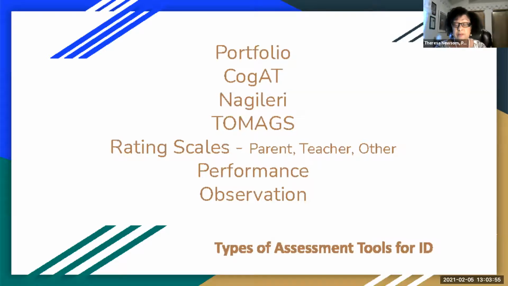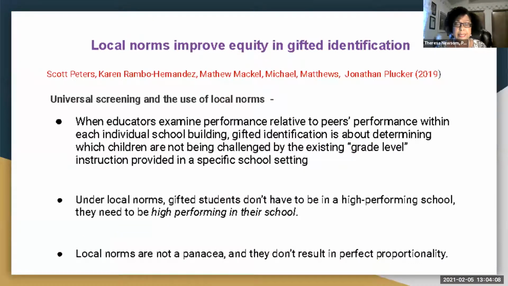identify gifted children. So we want a whole child perspective. We're also looking at performance. And we're going to observe ourselves. What are we seeing? Looking at local norms. We're also looking at equity in education, but also in gifted identification.